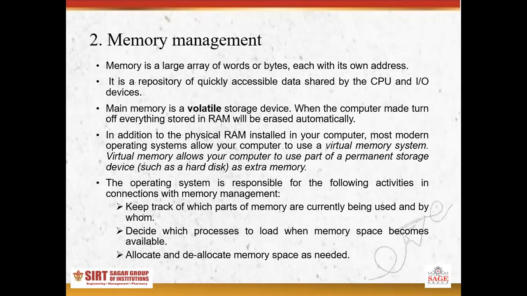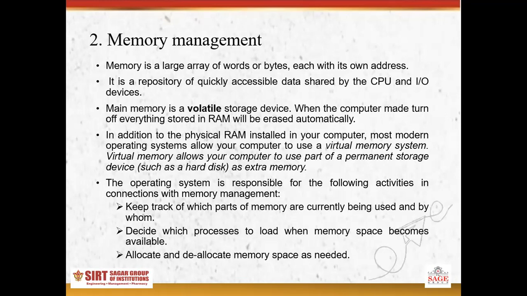Now, the operating system is responsible for the following activities in connection with memory management. Number one, keep track of which parts of memory are currently being used and by whom. So understand what it is saying. It is saying which part of the memory is occupied by some process and how much time it will stay there. Second point, decide which process to load when memory space becomes available.